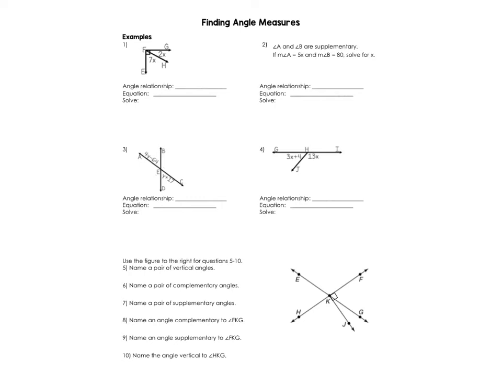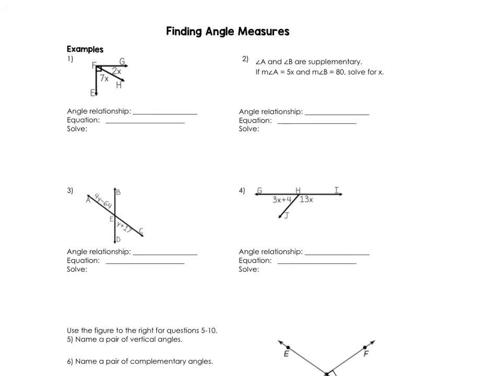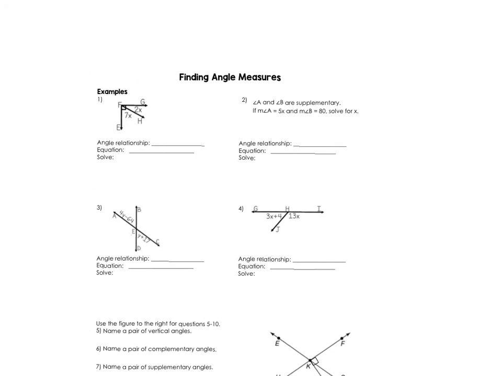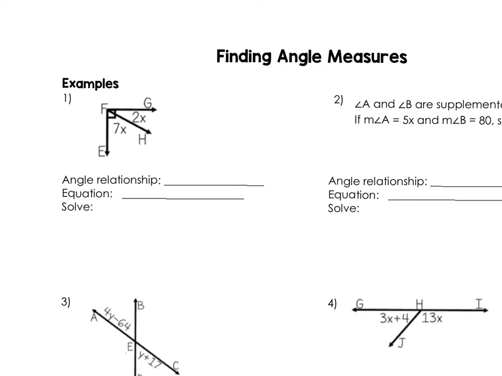Now that you can identify angle relationships, we are going to use those relationships to solve problems and find missing angle measurements. So we'll do a couple of these together, and then I'm going to have you pause the video and try some on your own. So in our first example, for each problem, we need to determine what the angle relationship is, write an equation, and then solve our equation. So for all of these problems, we're going to be solving for the variable. So either solving for x or solving for y.